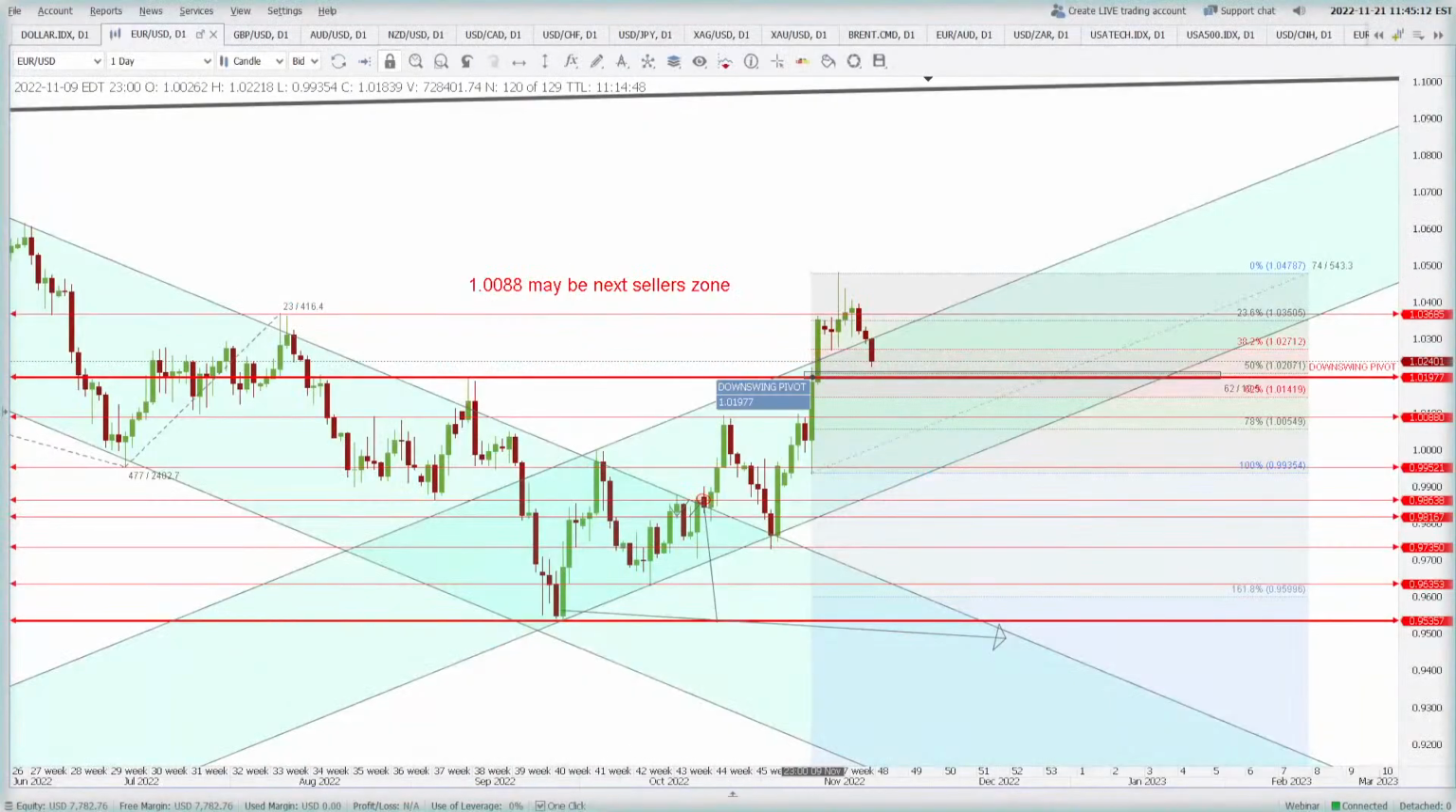Okay, so the euro is going to, I think, attract some buyers at around the 1.01977 area, and the sellers may jump in again at the 1.03685 area.